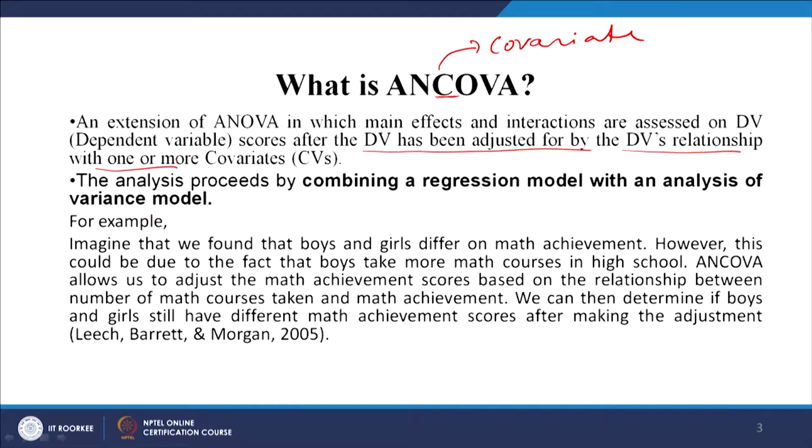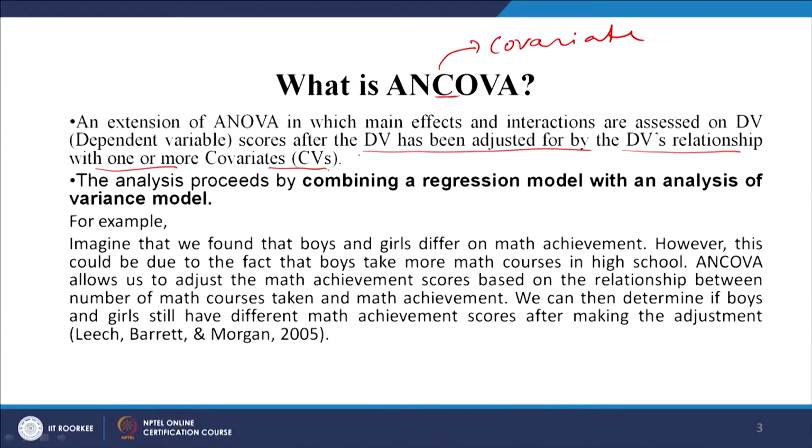So, let us now talk about only one covariate. What is this covariate? A covariate is a part of the independent variable group, but it is not measured on a categorical scale; it is measured on a continuous scale, right. That means it is measured on some interval or ratio scale. So, the presence of this covariate makes an impact on the dependent variable. This analysis proceeds by combining a regression model with an analysis of variance model.